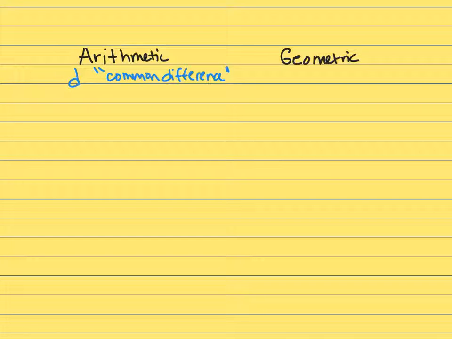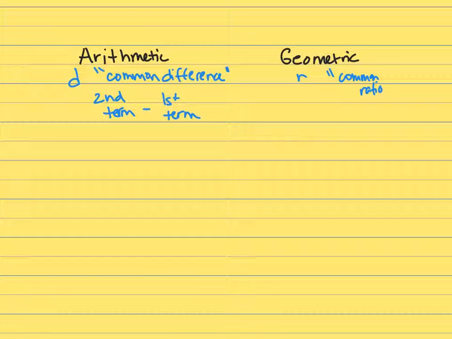So to find the common difference, you want to do the second term minus the first term. Okay, so difference comes from subtract. Difference in math means subtract. And then geometric, we have our r, which is called our common ratio. So just like for the arithmetic, you do the second term minus the first term. Ratio means divide. So you're going to find the second term, and you're going to divide it by the first term.